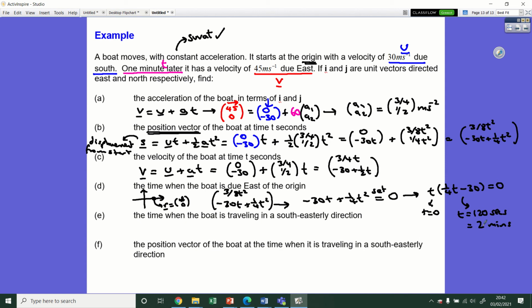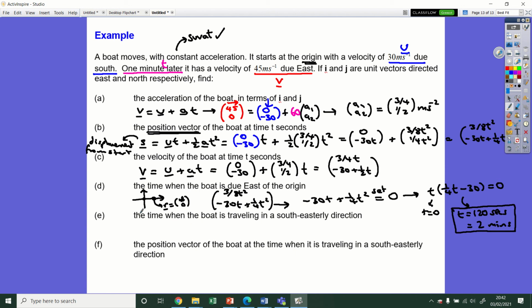Now I suppose we're not sure about how the question's worded, but we can disregard this one because this is where we started. We started at the origin itself, which is here. And then after 2 minutes, we ended up here. So we're definitely due east when we get to this point. So I'm going to go for this one. There we go. Right, so this is our non-trivial answer, if you like.